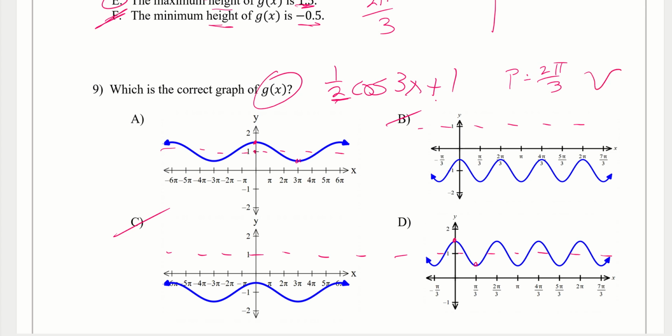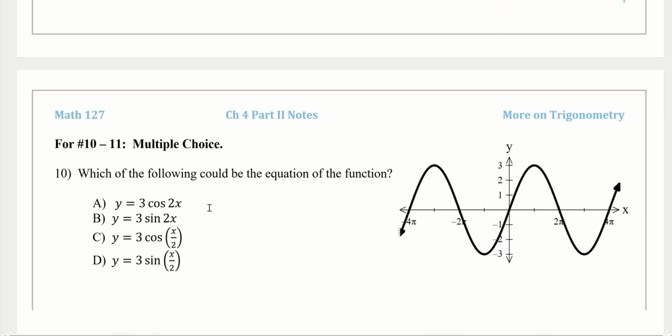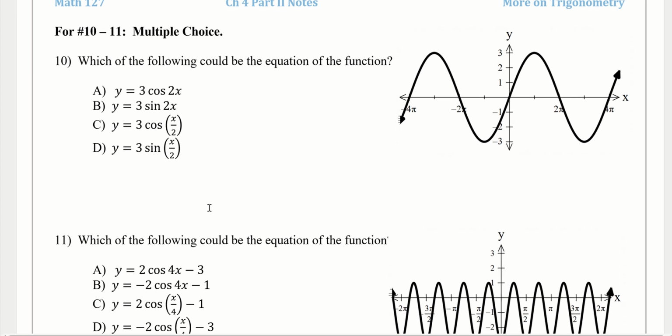So if I look here, 0, 2 pi over 3 would be like here, right? So did I complete an entire u within right there? No. So if I look right here, 0 to 2 pi over 3, holy smokes, I got that u value that I'm hoping for. Okay, so that would be D there. So definitely go through, try to eliminate as much as you can, and don't just guess on these guys because they do take a little bit of thought.